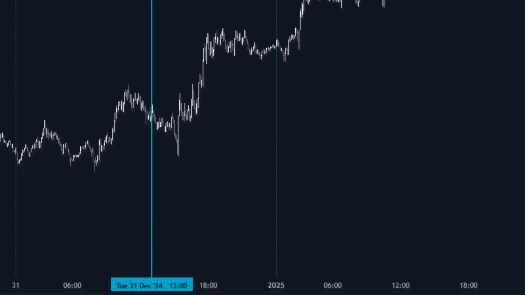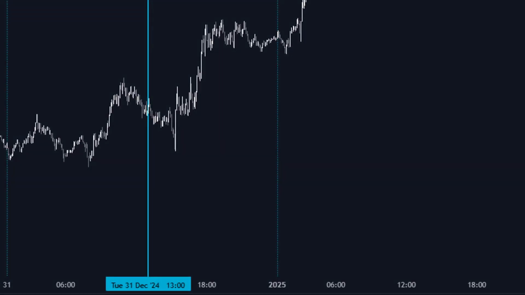Alright, let's move along to Tuesday, December 31st, the last trading day of the year. Again, I've got the vertical line drawn at 1 p.m., and let's see what the market had in store for us. By the look of things, price was bearish from 1 p.m. And you know the drill by now, when the market is bearish, we're on the hunt for buying opportunities.